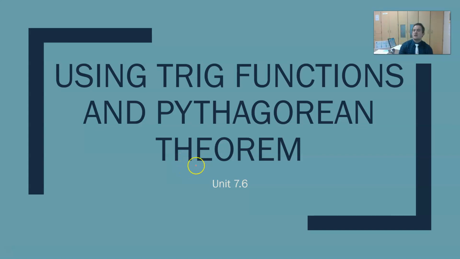So we're going to end off talking about using trig functions and the Pythagorean theorem together. We have all these tools in our tool belt. We have the Pythagorean theorem, we have sine, cosine, and tangent. We're going to mesh them together and talk about how we can use them together.